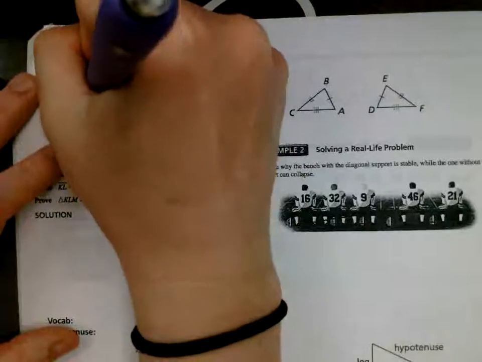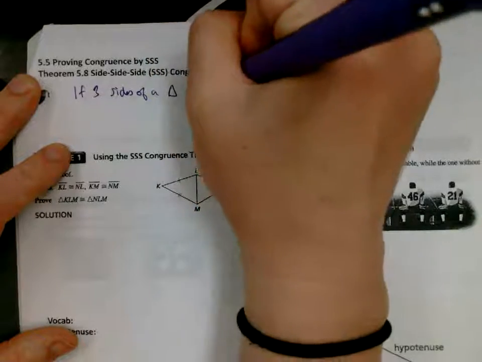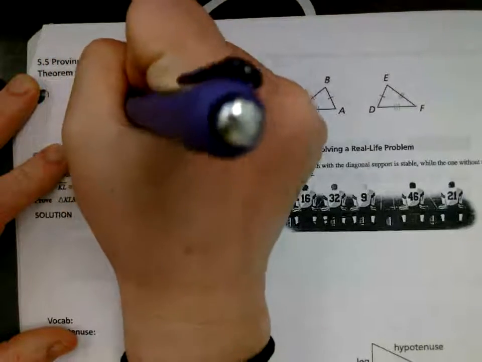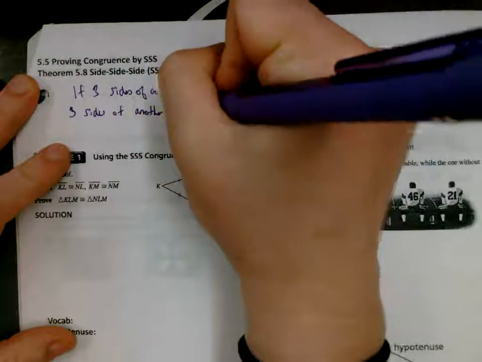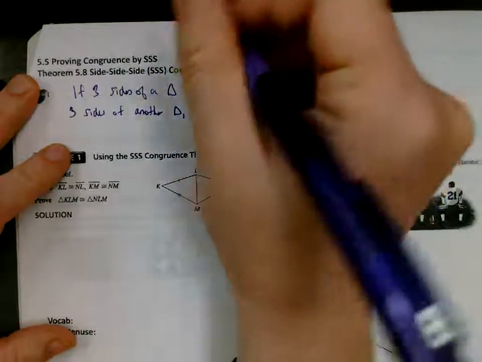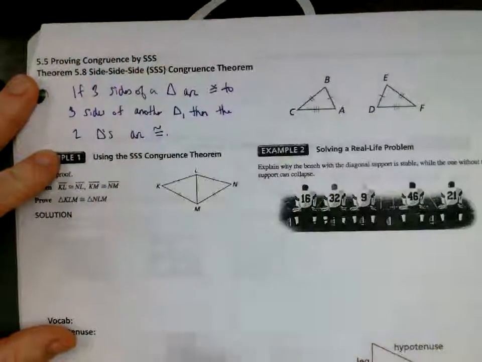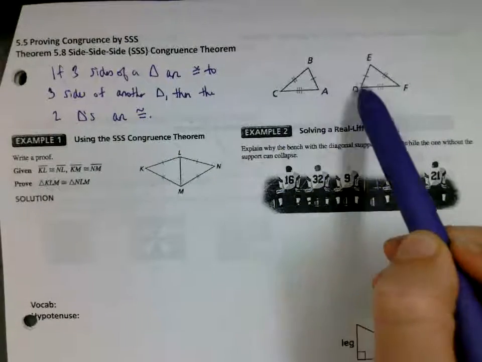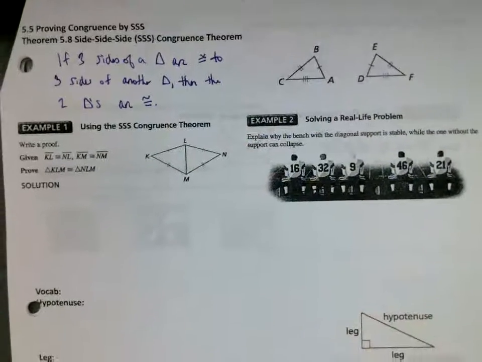So if three sides of a triangle are congruent to three sides of another triangle, then the two triangles are congruent. Okay, lots of abbreviations there to make my writing a lot faster. Okay, so just a good note-taking tool. Okay, so again, you can see three sides here that correspond to the three other sides are all congruent, so no need to write anything out there.